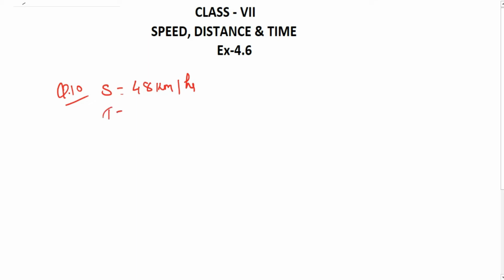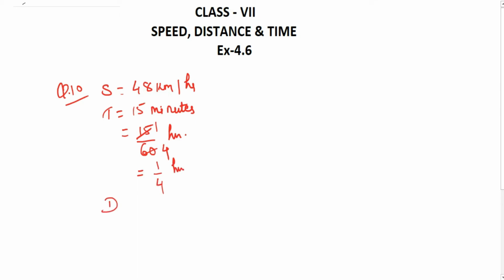Now the time is given in 15 minutes. And if the speed is given in kilometers per hour, the time should also be in hours. So we can convert minutes into hours by dividing it by 60. You know that 15 ones are 15, 15 fours are 60. So finally it is converted into 1/4 hour.